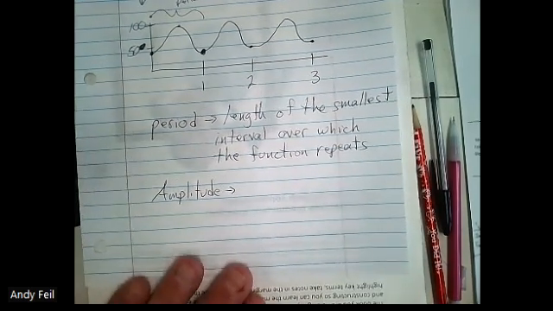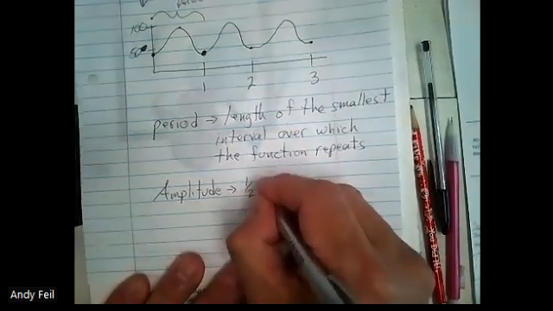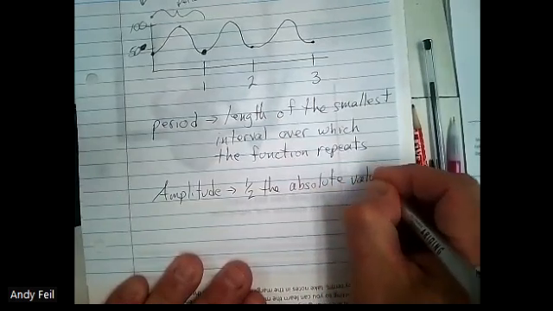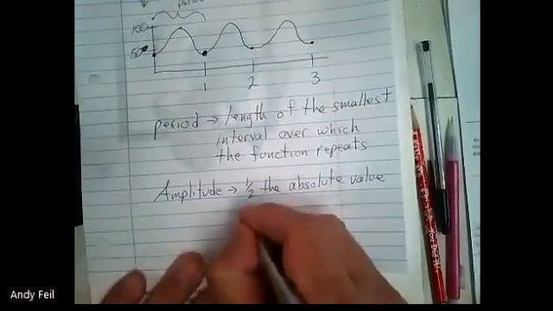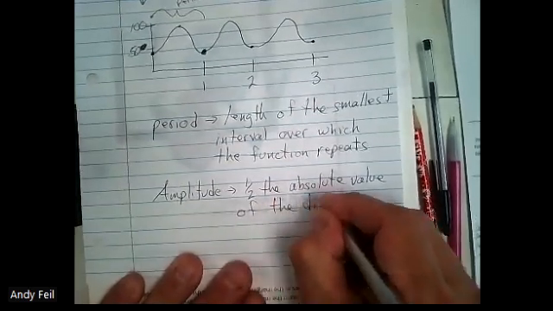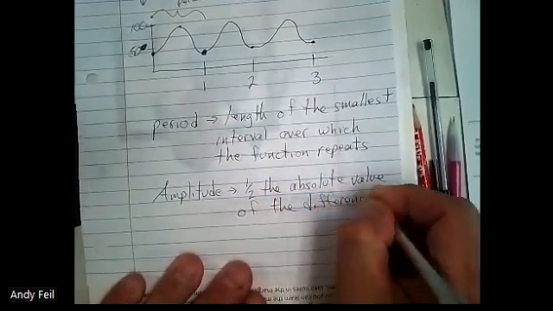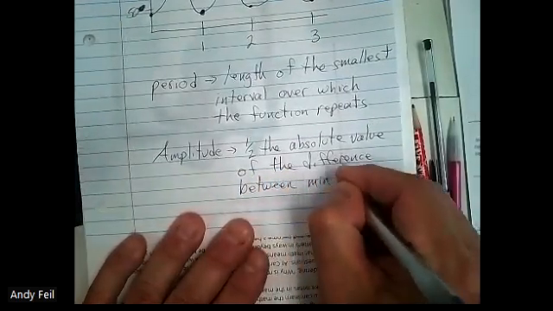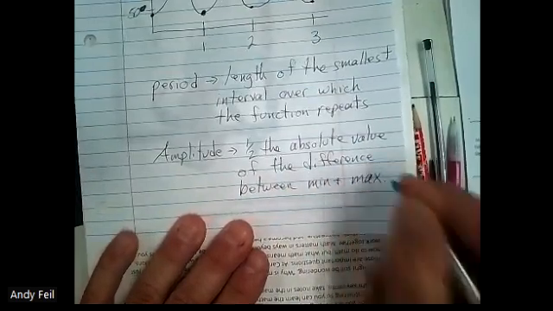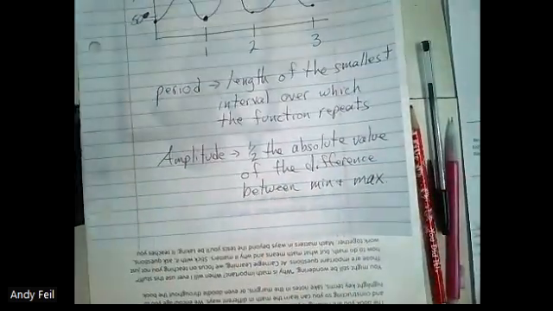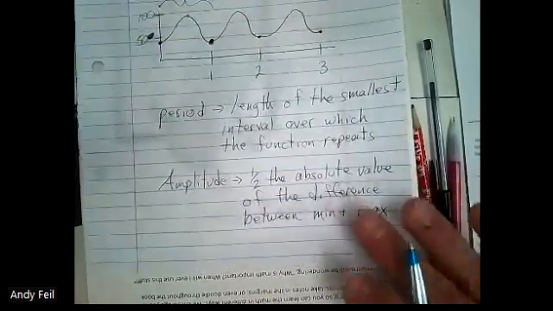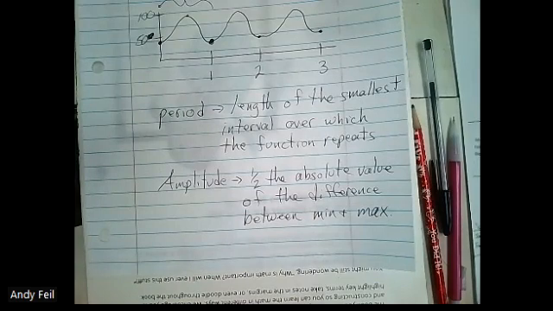But amplitude is 1/2 the absolute value of the difference between the minimum and the maximum. It's half of the absolute value of the distance between the minimum and maximum. That sounds really difficult, but here's all it means. It means it's half of the distance between the top point and the bottom point.